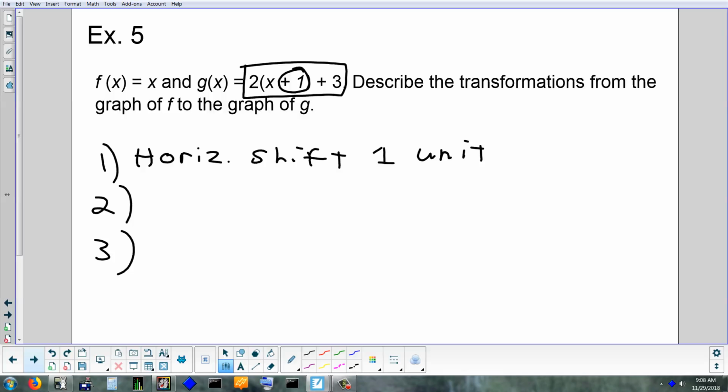Things happen on the inside when you're adding and subtracting, the opposite. Yes, you have to write 1 unit. You have to tell me what's happening and how much. If you just said this is a horizontal shift, you wouldn't get credit because you didn't tell me how much. Okay, horizontal shift, 1 unit, and now somebody tell me the last thing. What's the direction? Just make sure we get this right. It's the opposite. Left, yes, horizontal shift, 1 unit left.